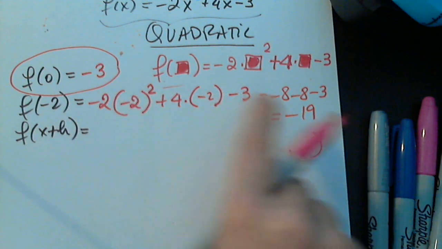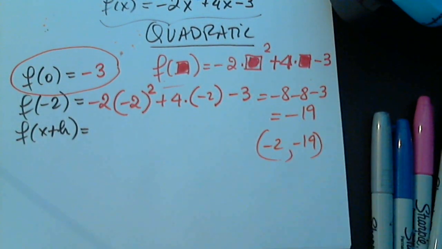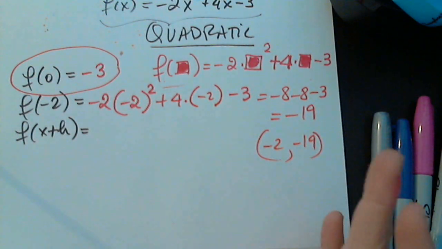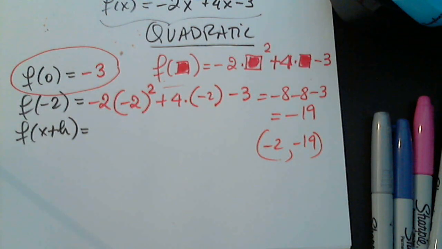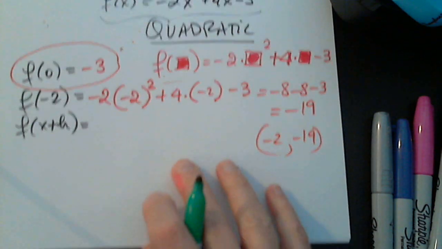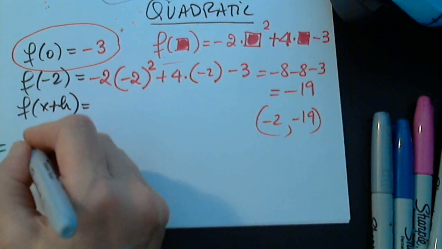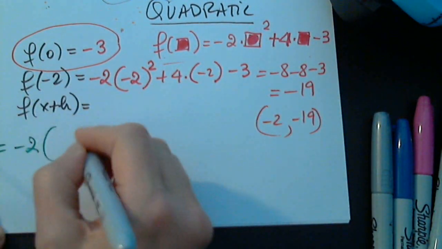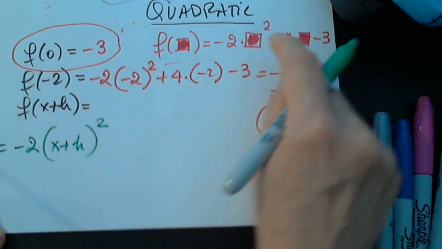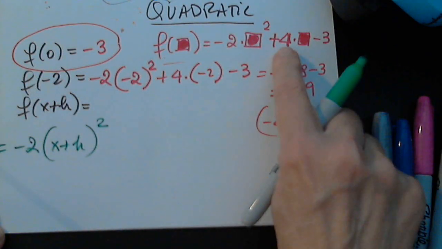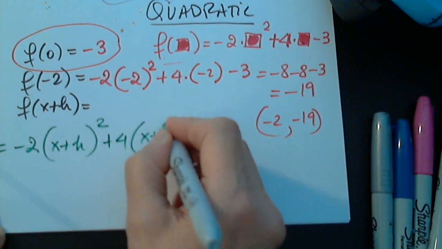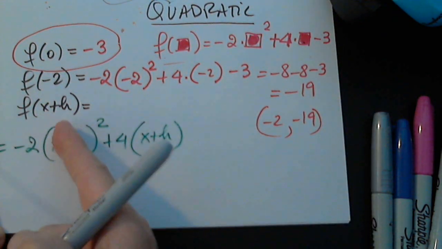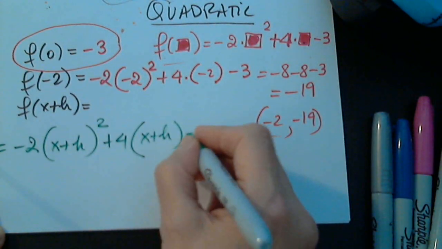-2 minus 19. Exactly. Very good. Awesome. -2 comma -19. What do I do here? Don't get scared. Exactly the same thing. There is no difference. So I'm going to copy -2. I'm going to copy the whatever in parentheses, put the square on it. I'm going to copy +4. I'm going to copy the whatever in this format, of course, because that's the whatever, and then I'm going to copy -3.